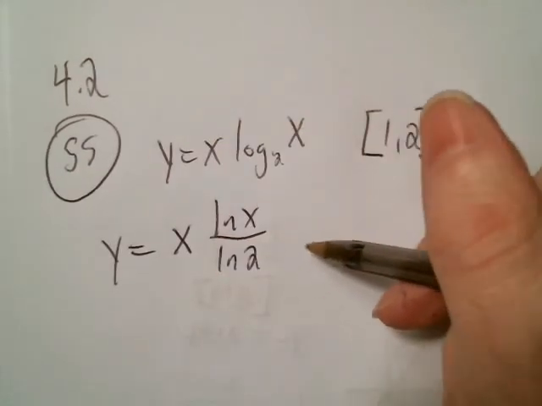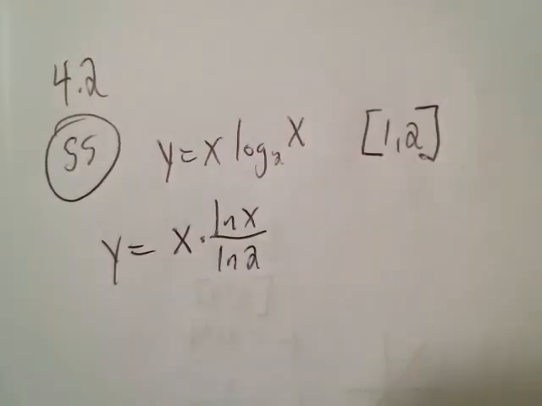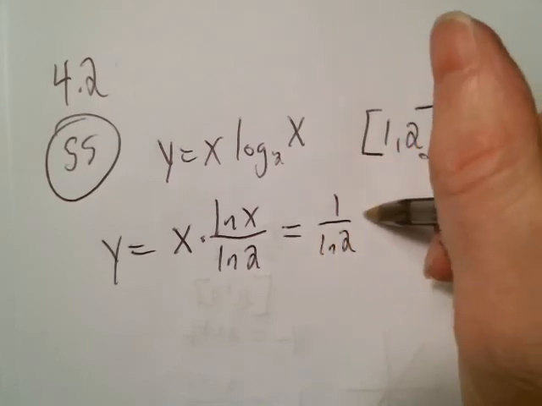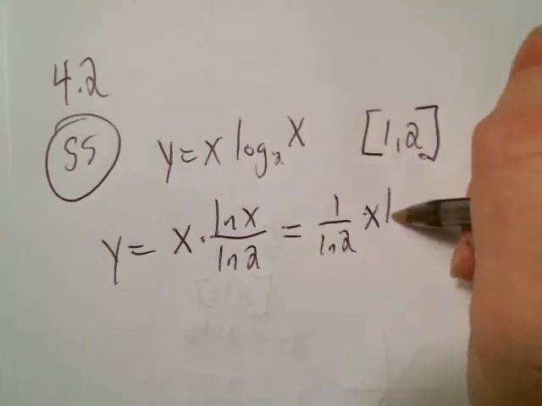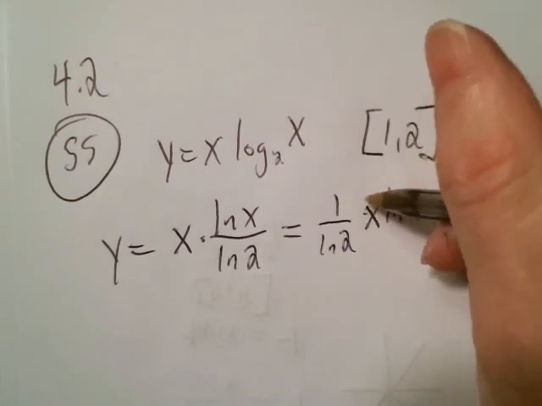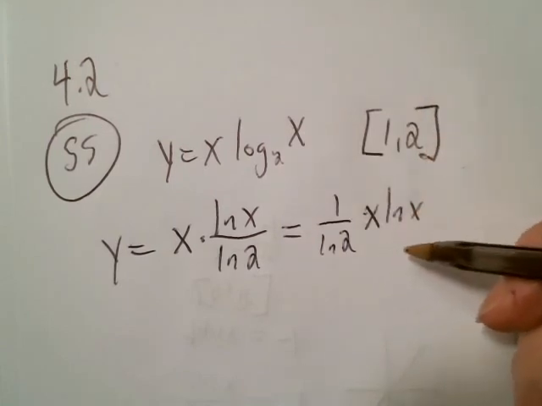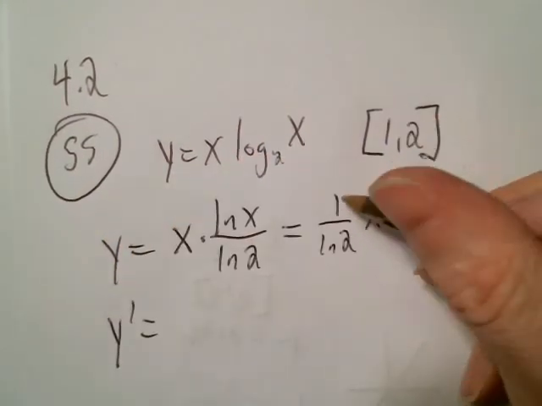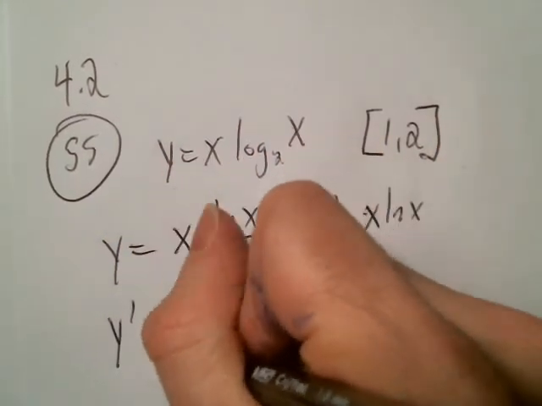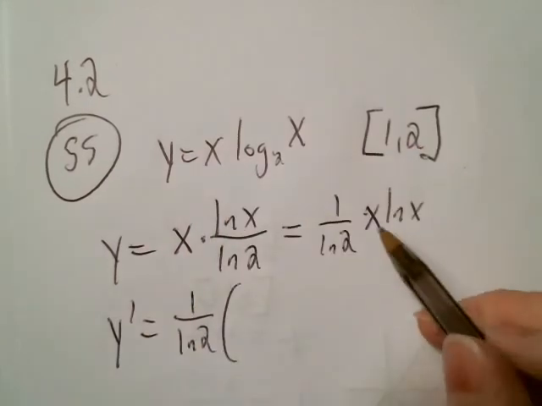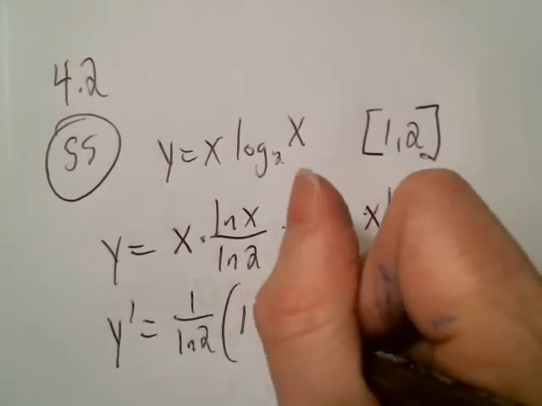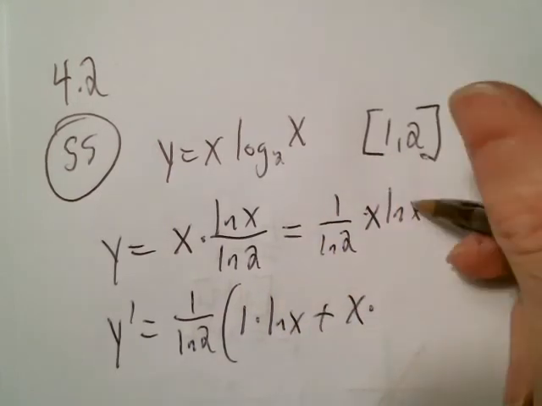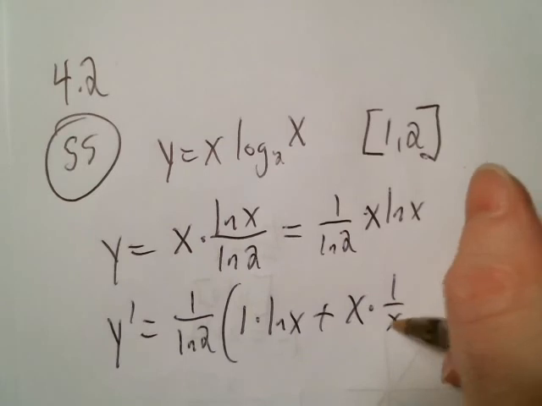And then that ln 2 part is just going to be a constant. Literally, you could pull it out like 1 over ln 2 times x ln x, right? So you think of it as a constant out in front. And to take the derivative, y prime, you can just leave the 1 over ln 2 alone. And the derivative of x is 1 times ln x, plus leave x alone times the derivative of ln x, which is 1 over x.